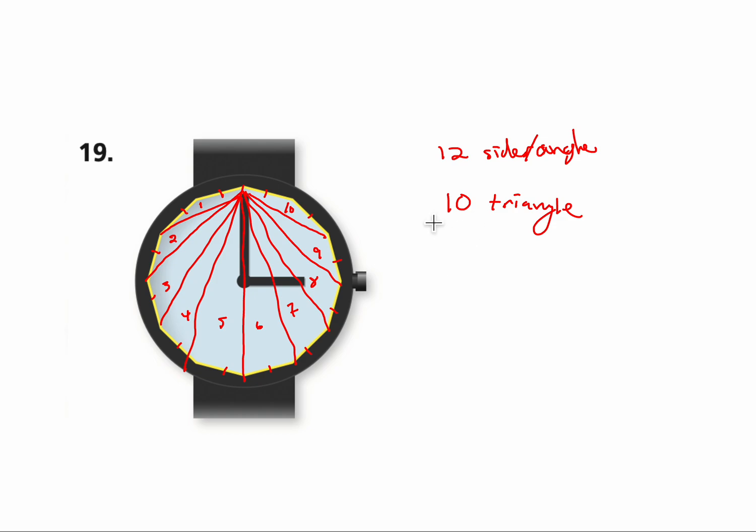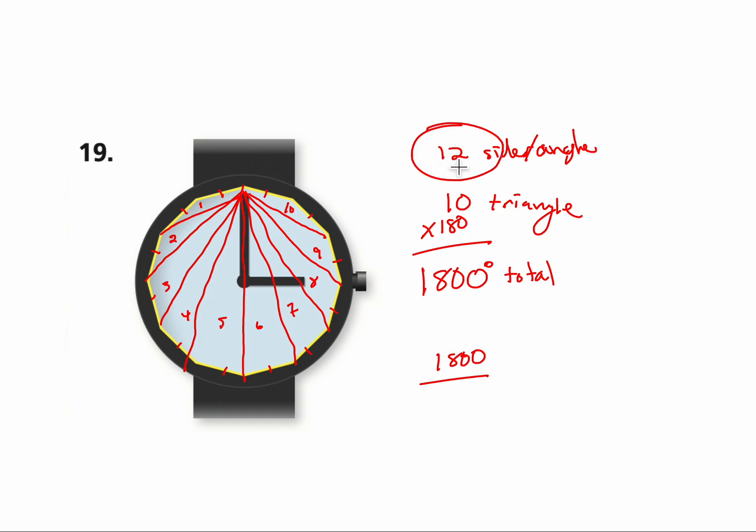10 triangles times 180 for each of those. That would be 1,800 degrees total. And sometimes I like to label it total, so it's got a total of that in that polygon. So now I'm going to take that 1,800 and divide by, remember, it's the number 12 because that's the number of angles I have.